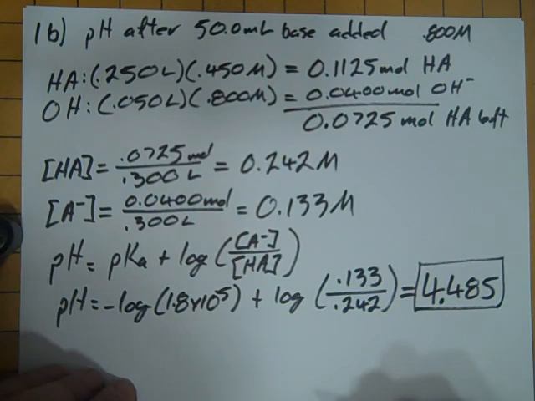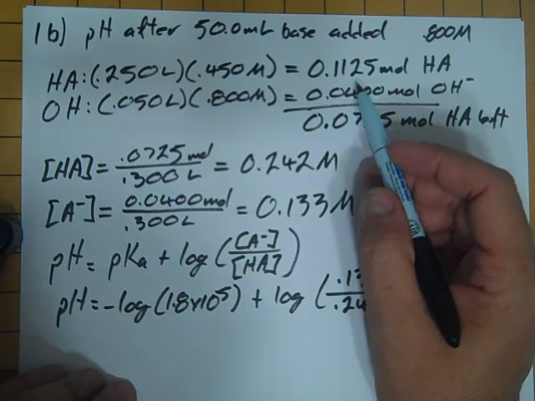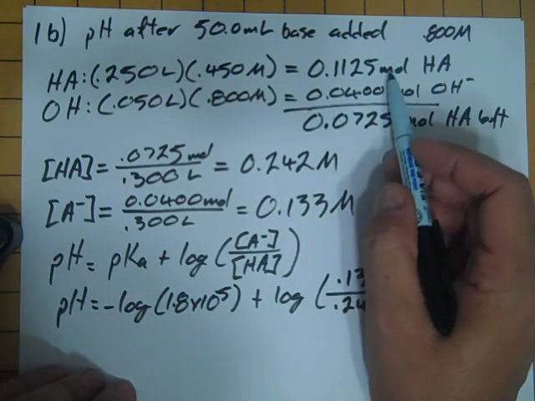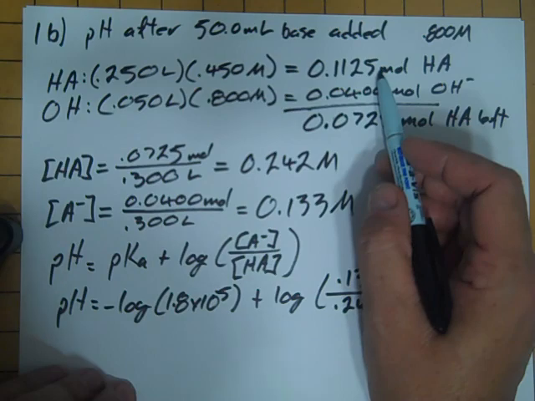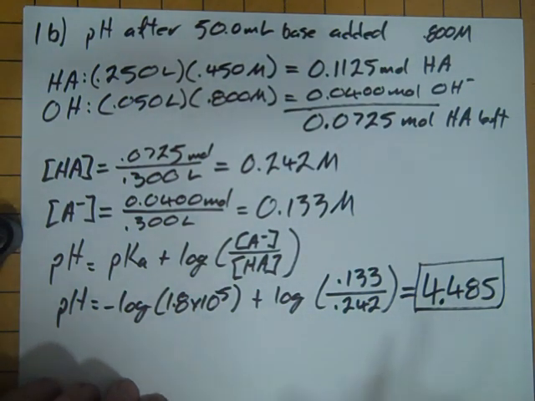Now there's a sweet spot where I'm halfway there. And when I'm halfway there, pH equals pKa. So I'm halfway there when I have half this many moles. And we're going to see that show up when we get to part C.